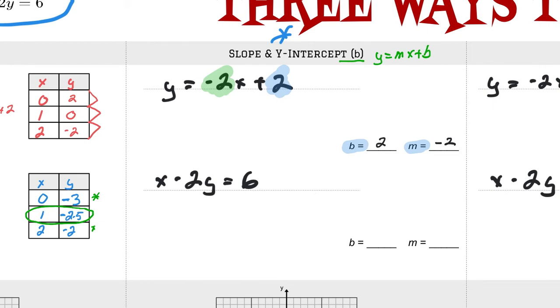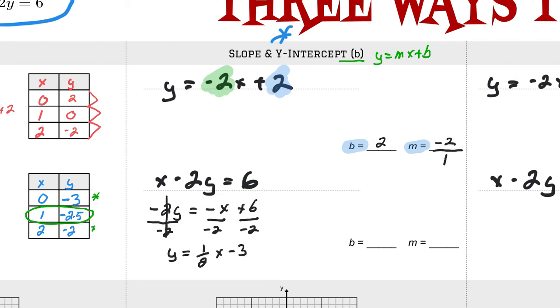Slope is rise over run, so I'm going to insert the hidden 1, which is found under every whole number. My second equation is not in the proper format, so I'm going to move the x across to the other side and then divide each term by the same value, -2. The -2's cancel out and become 1, and I get y equals 1/2 x minus 3.